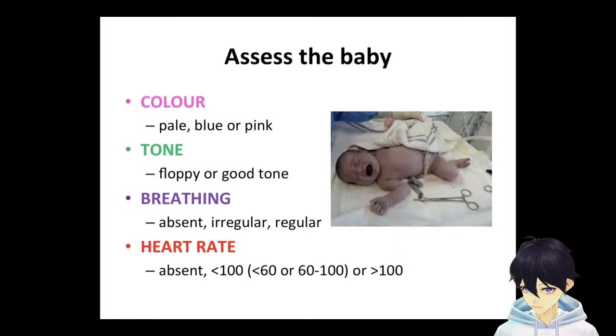So with colour, you're simply looking, is the baby pale, blue, or pink? The tone, are they floppy or moving and wriggly? Breathing, is it present, absent, or irregular? And the heart rate, is it either absent, over 100, or less than 100? So you're not having to actually count the heart rate exactly.